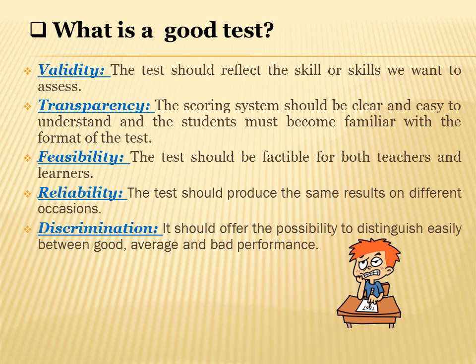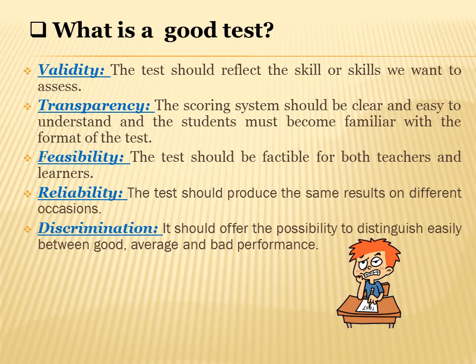The second one is transparency. The scoring system should be very clear, and our students need to see it so they can know how many points every question is going to be, and if they have opportunities to spend more time in one exercise or in another one. Feasibility is that the test should be feasible for both teachers and learners, so they have to be on a good level.